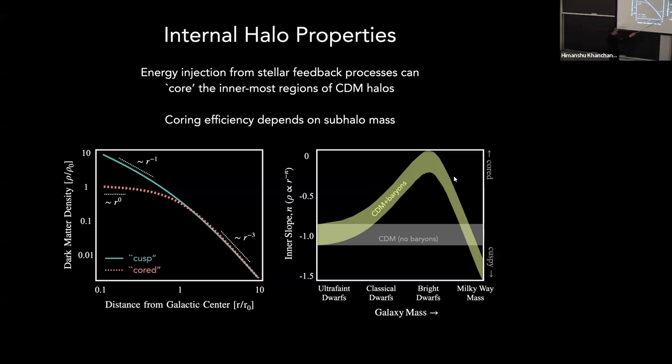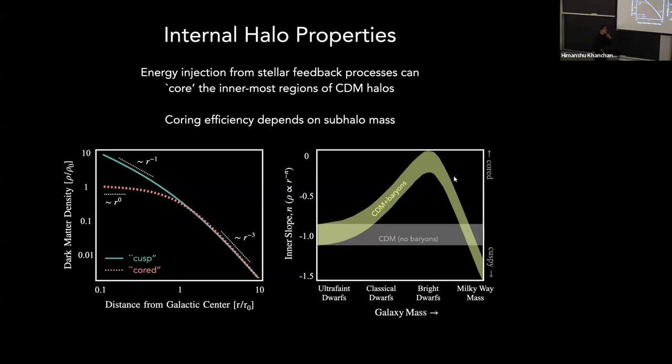Then it turns around and comes back down, because as you continue growing to these larger mass galaxies, going to Milky Way mass, obviously a Milky Way mass system is going to have more stars than a dwarf galaxy, but it also has a much deeper gravitational potential well because it's a really big galaxy. So out in this region, you're still having supernova feedback, but it just isn't as efficient at coring the galaxy because you have a much deeper gravitational potential well. So that explains this distribution.